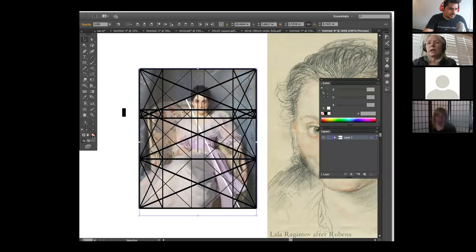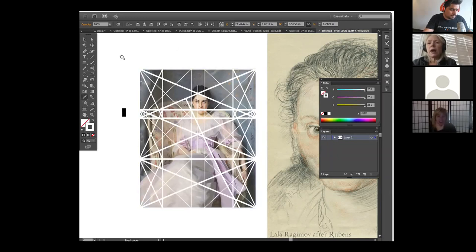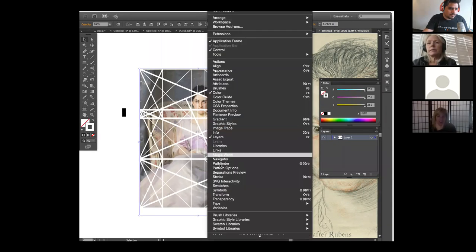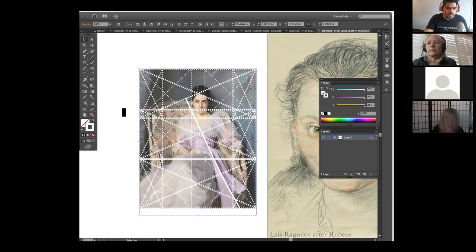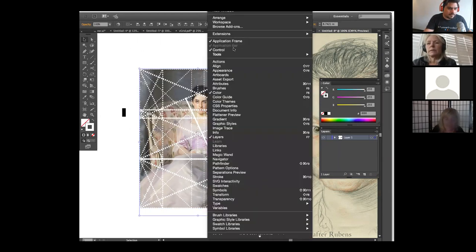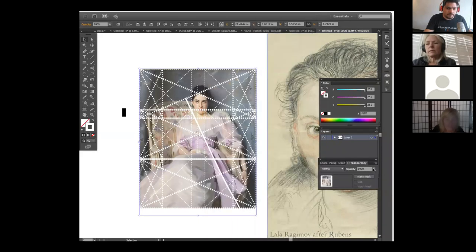Let's see here. And where is my stroke tool? And my opacity layers. No, transparency is what I'm looking for.